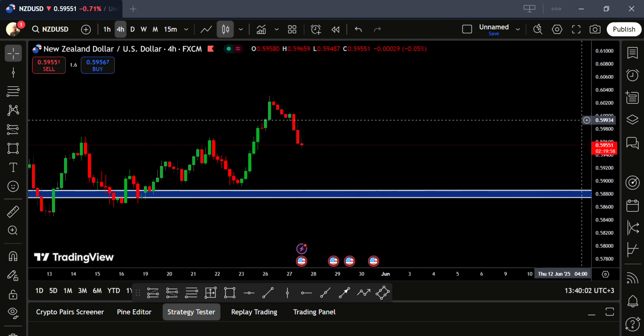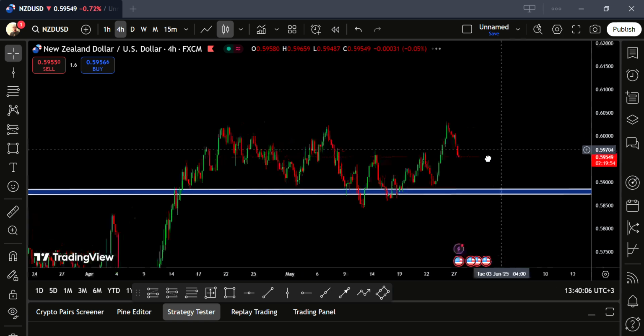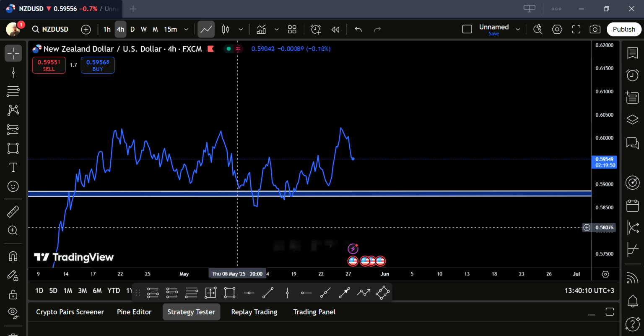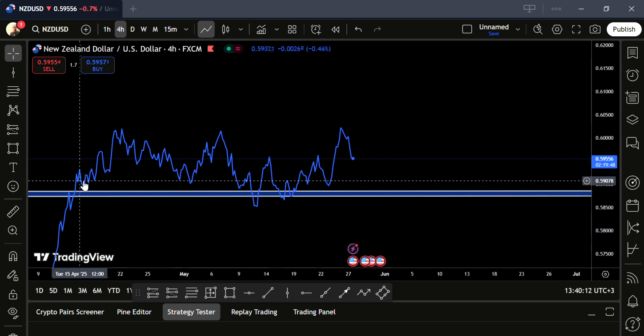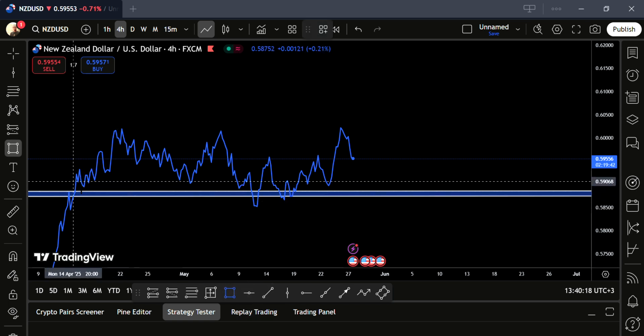So we come to the 4 hour. Good. So 4 hour. First thing, what do you do? Go to the line chart. What do you notice? You notice support here, a place that has been retested many times, and then draw your support there.